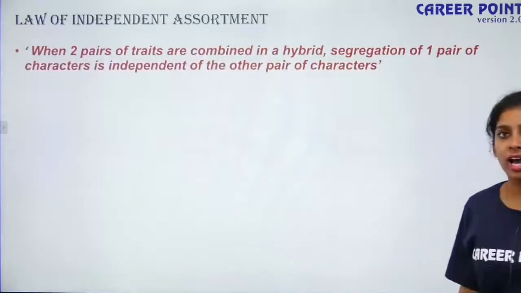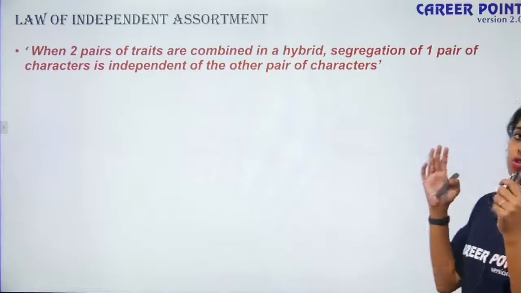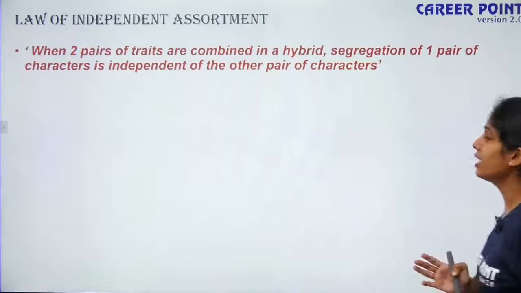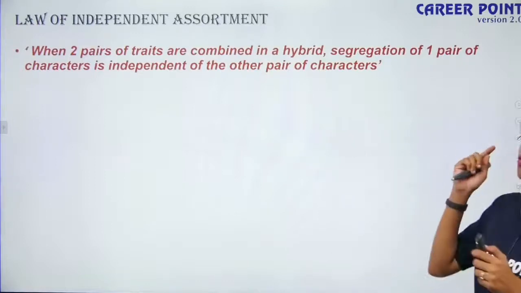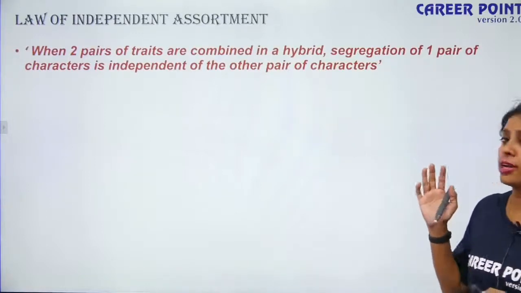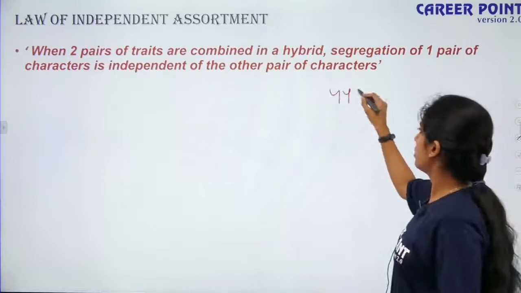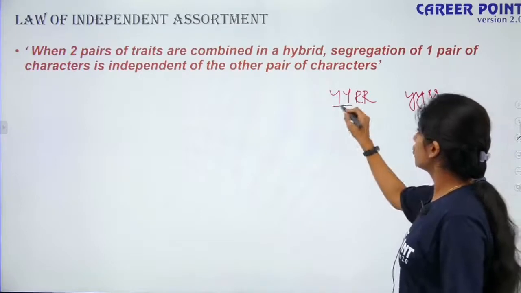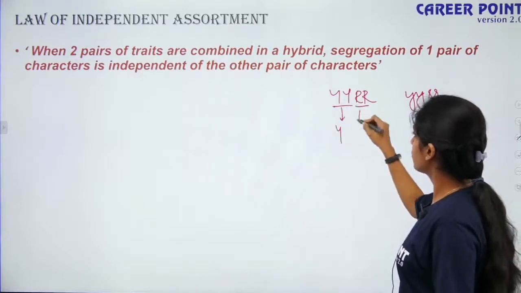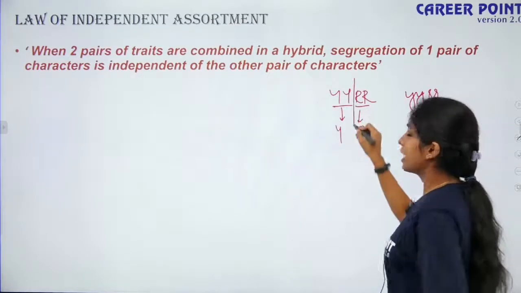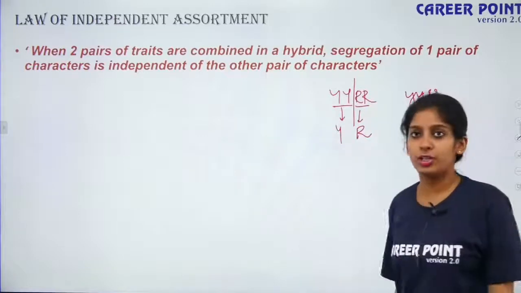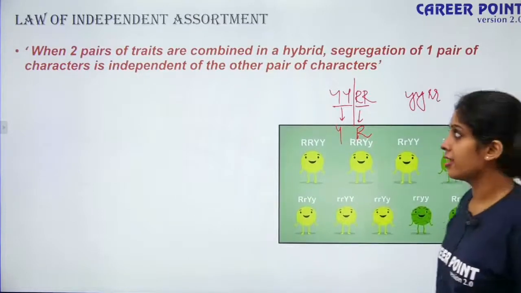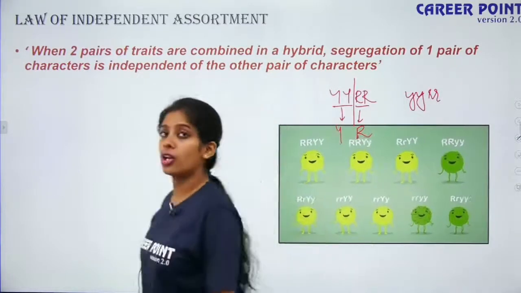So what does this law have to say? When two pairs of traits are combined, like your color and shape, when they are combined in a dihybrid, segregation of one pair of characters is independent of the other pair. For example, you had something like this, right? So from this you take one gamete, from this you take one gamete. So the segregation of this is independent of each other. So that is called your law of independent assortment. Fine. So this was the third law under the law of inheritance.